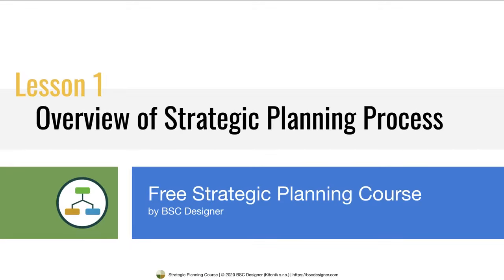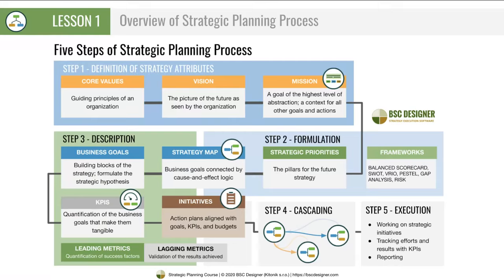In this video, we'll focus on a quick overview of the strategic planning process. I'm sure you have heard about the different tools that are related to strategic planning. Mission and vision statements, strategy maps, key performance indicators, various business frameworks like SWOT, PESTEL, Balanced Scorecard, and OKR. Let's start discussing strategic planning and see how the different tools fit into the process.